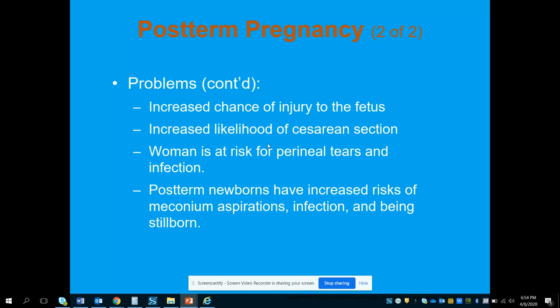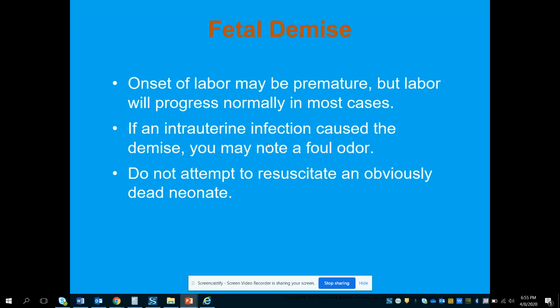So like I said, there's a lot of risk at going this long, so that's why a lot of OBs try to avoid that. With that being said, one of those things is fetal demise. So the onset of labor may be premature, but labor will progress normally in most cases. If an intrauterine infection caused the demise, then you might note a foul odor.